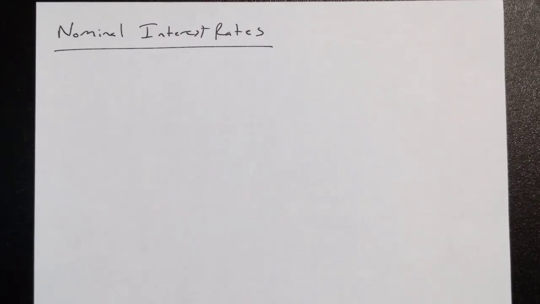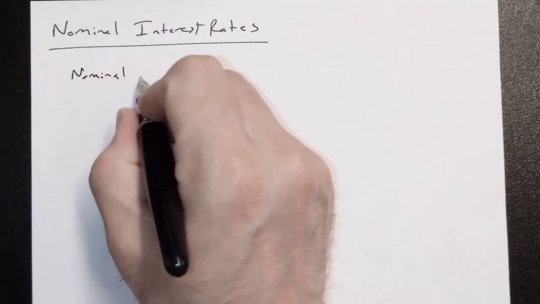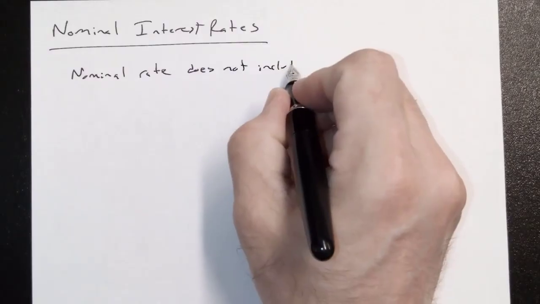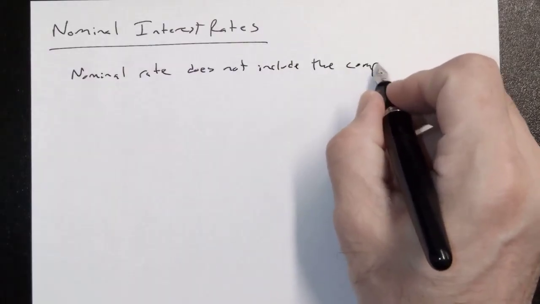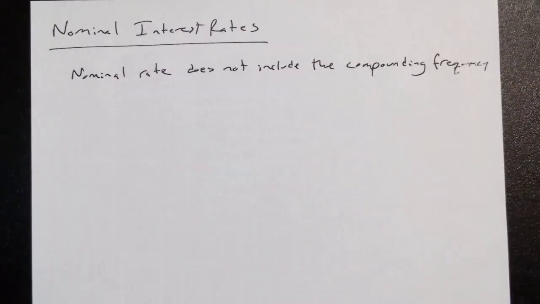Well, is that 9% per year? Is that 9% per month? Is that 9% a year but compounded per month? So the nominal rate doesn't include the compounding frequency. The effective rate gives me whatever my nominal rate is converted to a once a year piece.